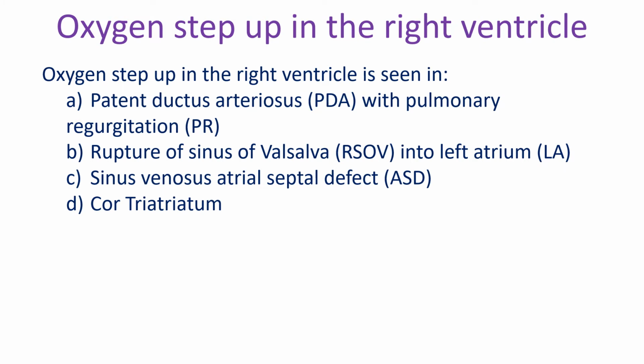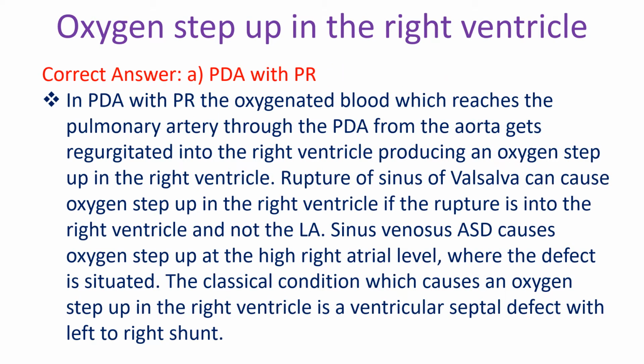Oxygen step-up in the right ventricle is seen in: A. Patent ductus arteriosus with pulmonary regurgitation, B. Rupture of sinus of Valsalva into left atrium, C. Sinus venosus atrial septal defect, D. Cor triatriatum. Correct answer A.